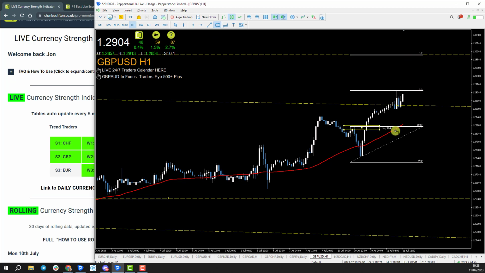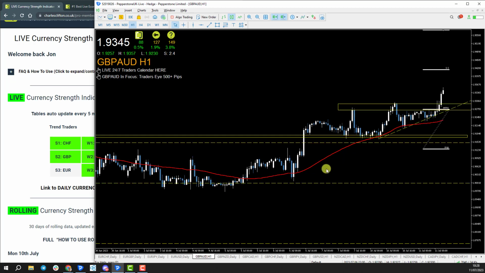Do I think there are better options out there? Yes, I think pound Aussie is a better option. So depending again on how your risk is spread out at the moment. At the moment, I'm flat on risk, so I'm happy to be able to look across the board here. But like I said, pound Aussie is the one for me at this current moment in time.